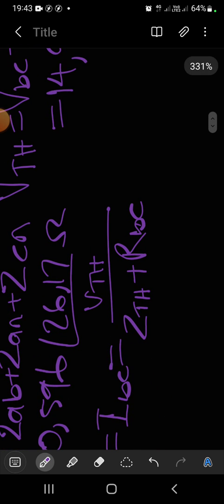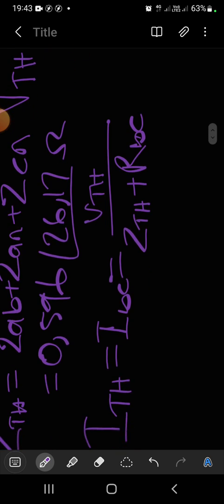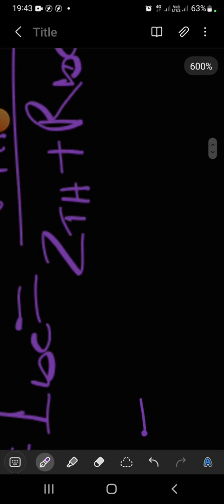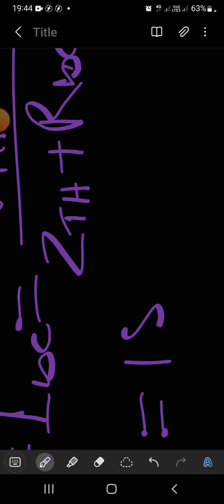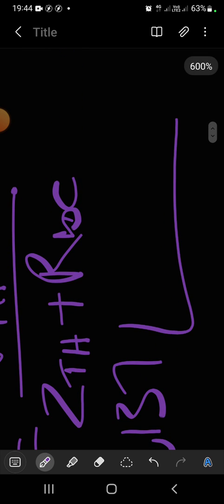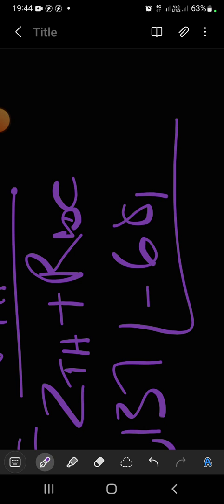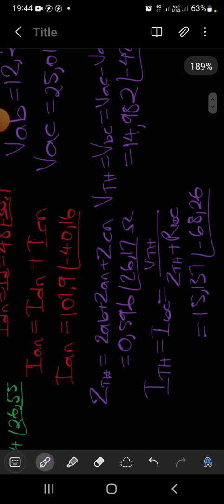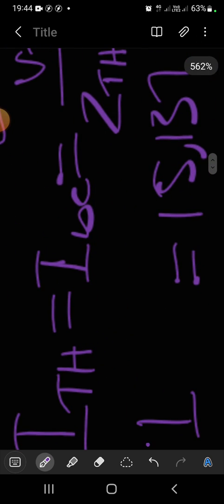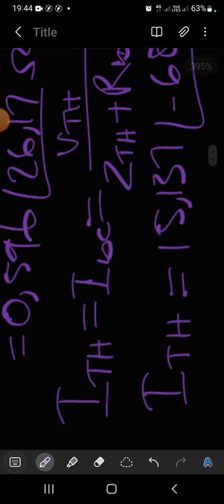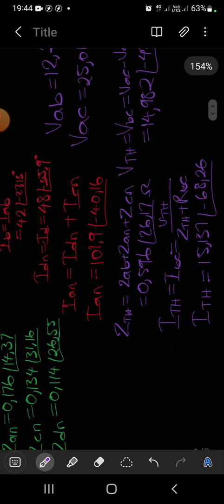They must have done that. Let's go on the slide. I'm looking at the slide now, I'm saving time. Yes, they got their IBC as 15,137 at an angle of negative 68,26 amps. That's it. Cool. Please do that and then make sure that you get to that solution. I'm sorry that I have to do this, guys, I'm really out of time.